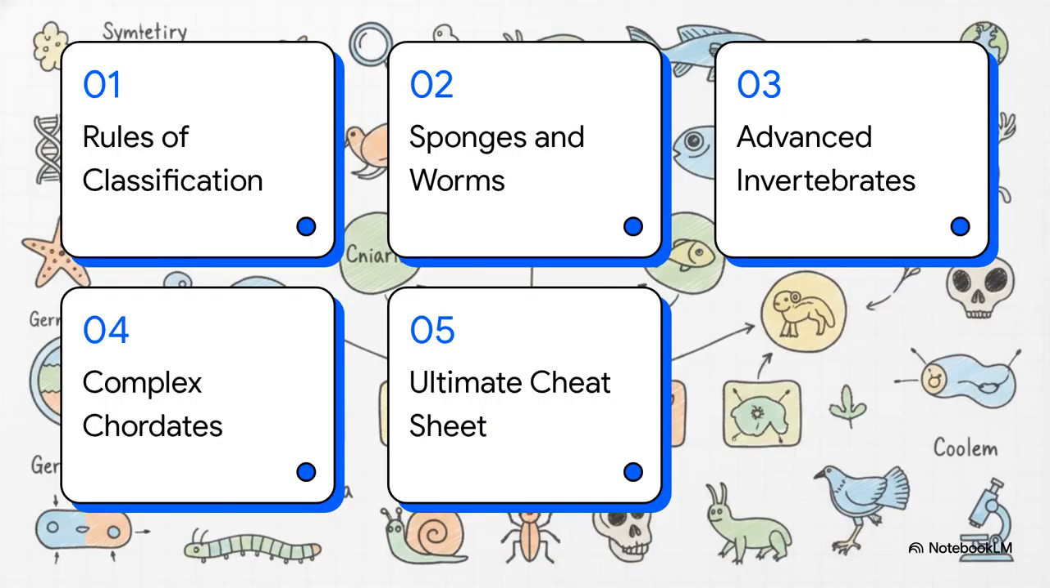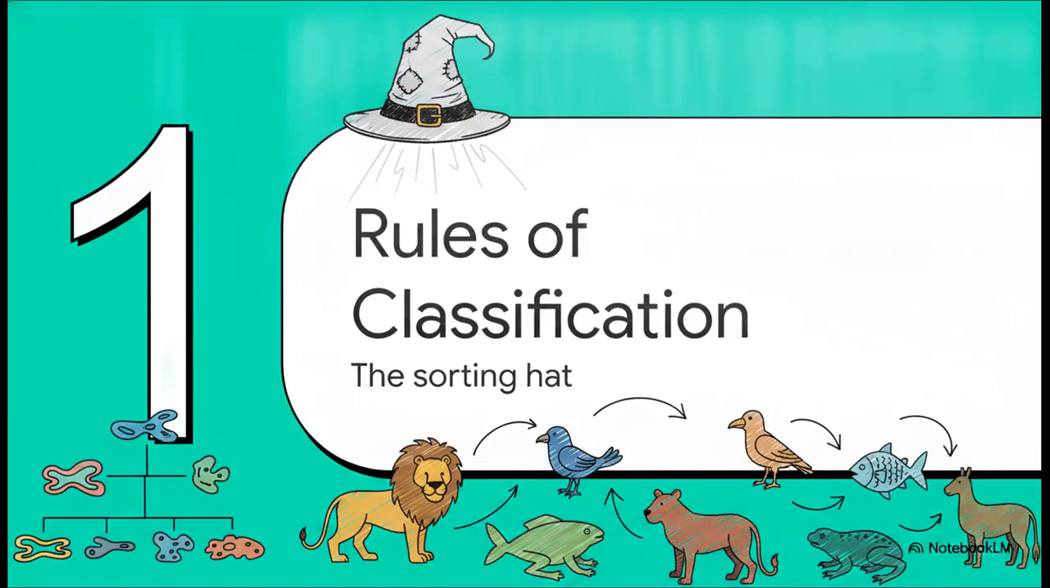Here is our roadmap for today. First, the rules of classification. Second, simple sponges and worms. Third, the advanced invertebrates. Fourth, the complex chordates. And finally, we'll wrap up with the ultimate cheat sheet. Okay, kicking things off with Section 1, the rules of classification.